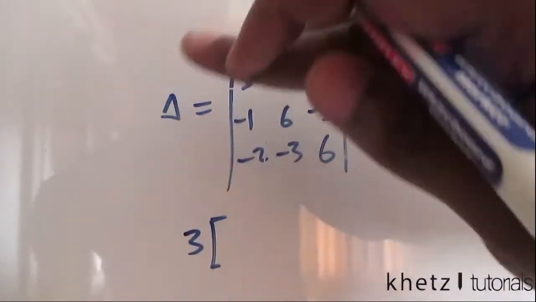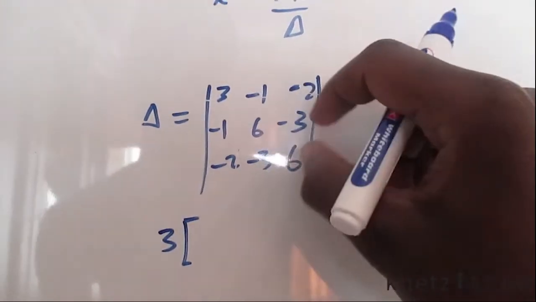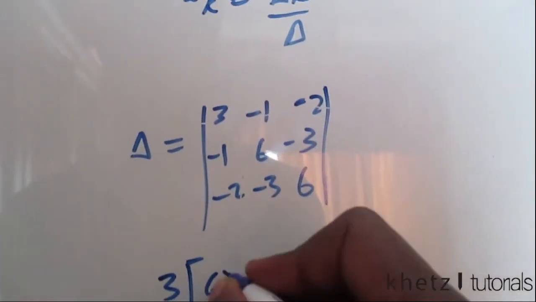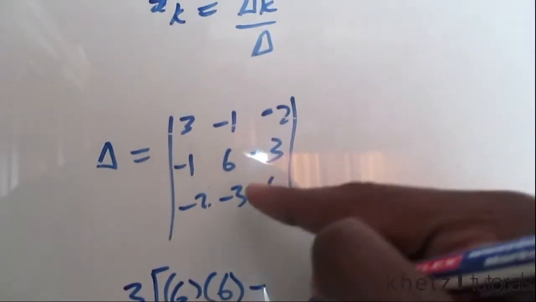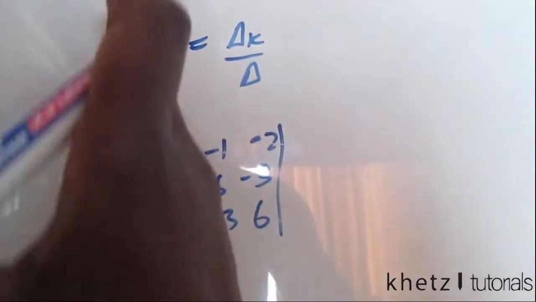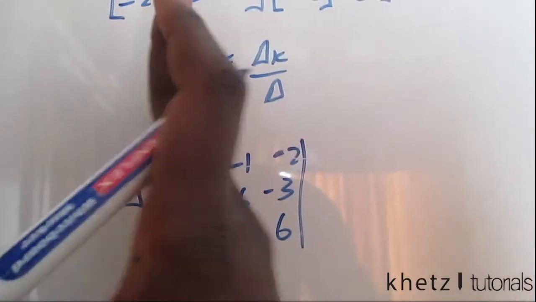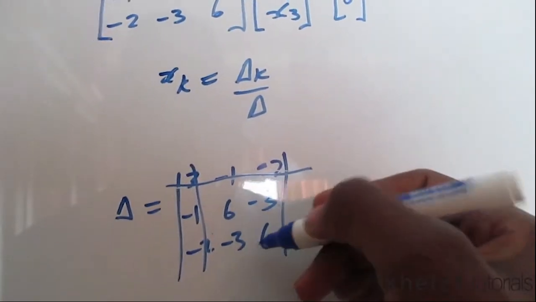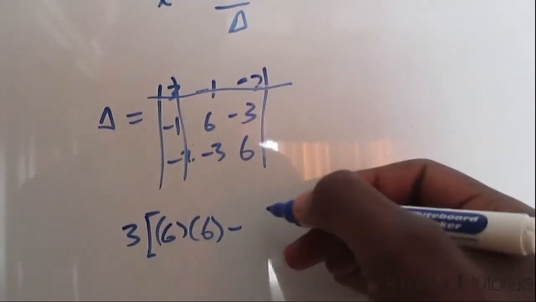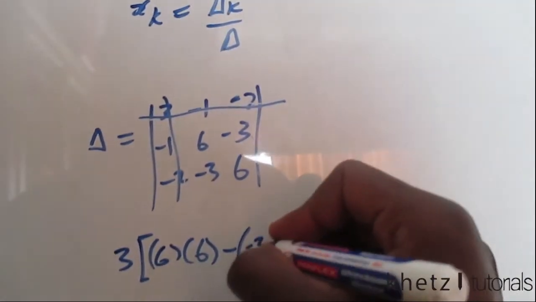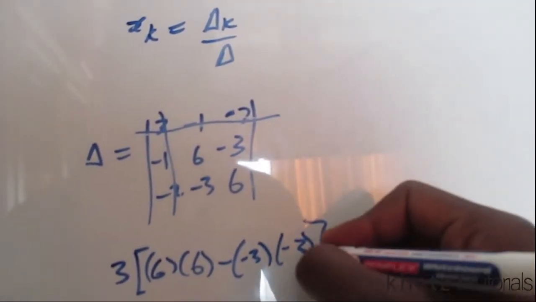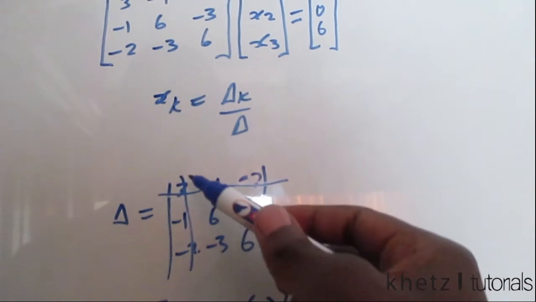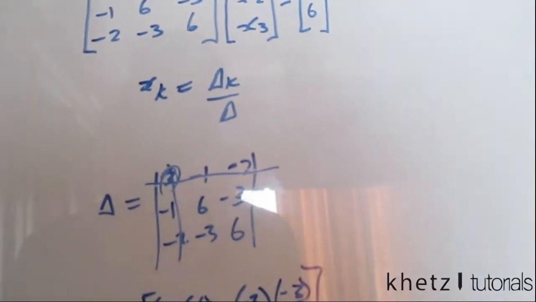And after crossing this and that, you're left with this 2 by 2 matrix in here. So now you say 6 multiplied by 6, and then minus negative 3 multiplied by negative 3. So we find the determinant of that, which is 6 by 6, subtract negative 3 multiplied by negative 3, and then you close the bracket. This 3, you found from crossing out these two lines. The point of intersection is the value which you take.